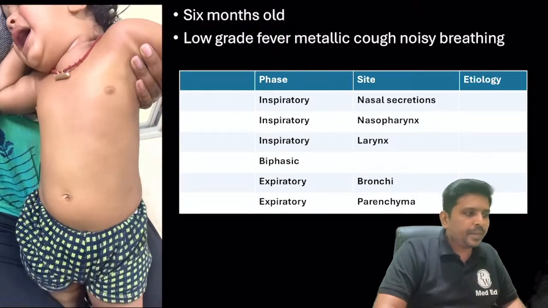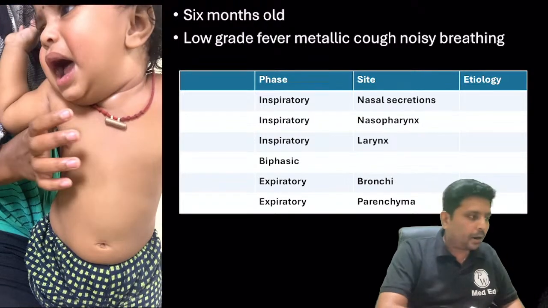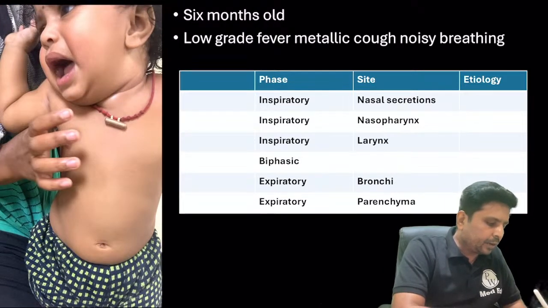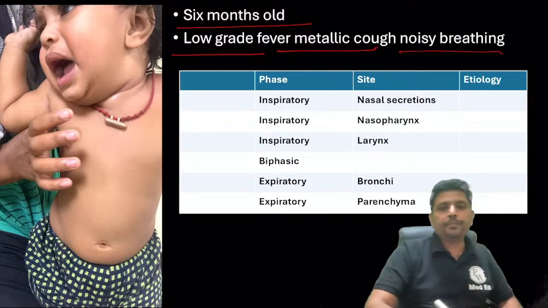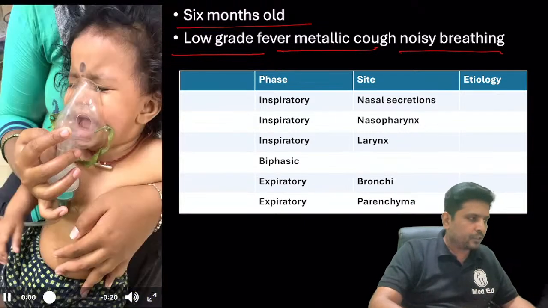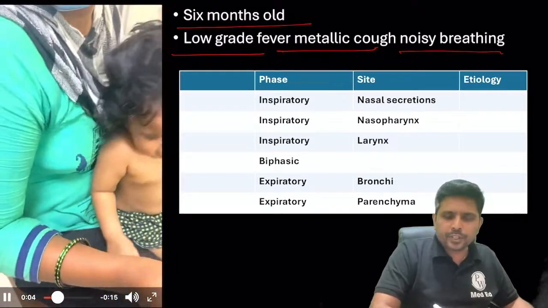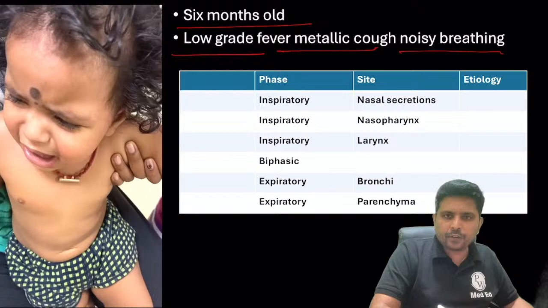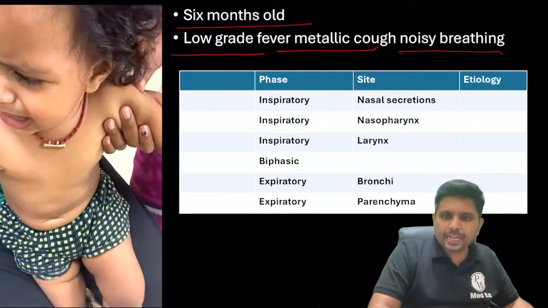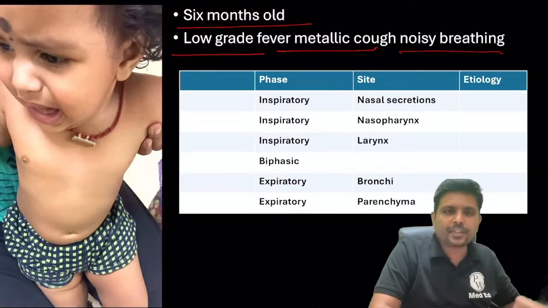So what is the typical clinical picture that you have right now? Right now you have a child with 6 months old, low grade fever, metallic cough and noisy breathing. So what is this actually? I repeat again, look at this. You could see here some biphasic on and off stridor. The child had preceding metallic cough. So what is this actually?